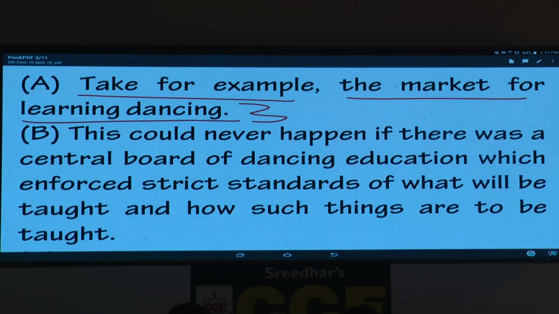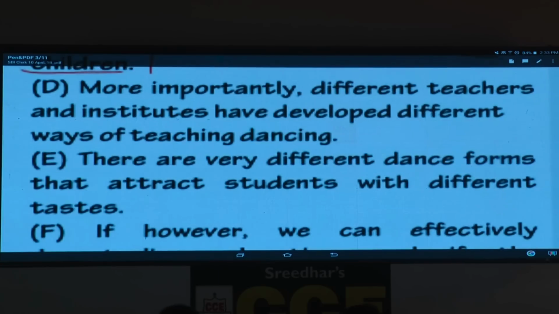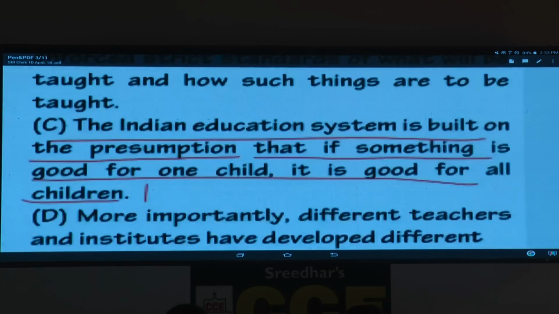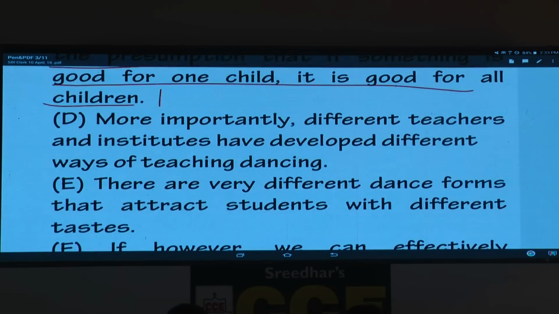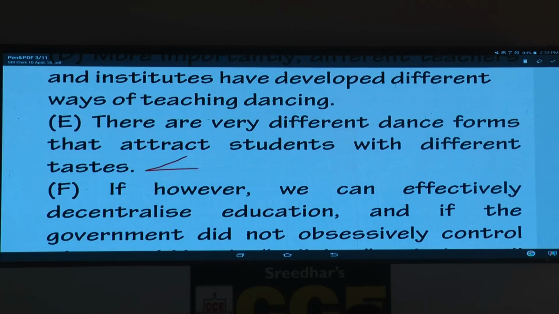What is the next one? Here you may get confused between D and E. So what is the next sentence? Is it D or E? What is the previous one number? A is what? 3. The fourth sentence is E. There are very different dance forms that attract students with different tastes.